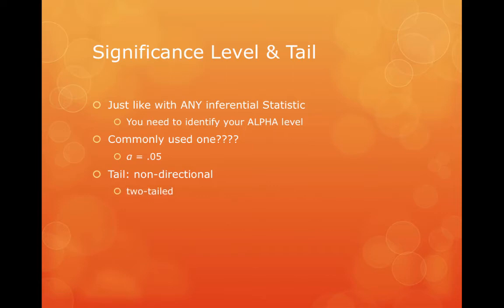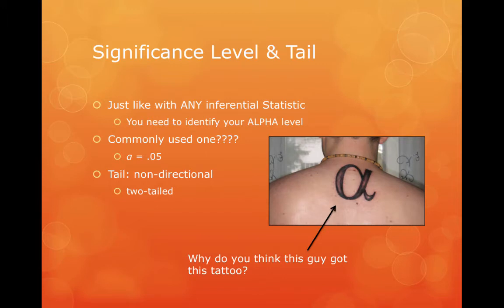2 tails. All right. So why do you think this guy got this tattoo here on his back? It's kind of silly to have an alpha symbol on his back there. Well, maybe he felt he needed to be significant. All right, that was kind of silly.